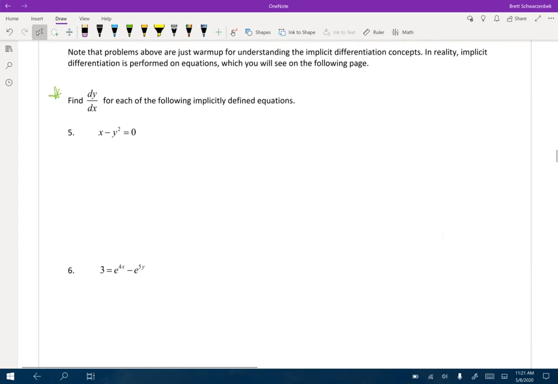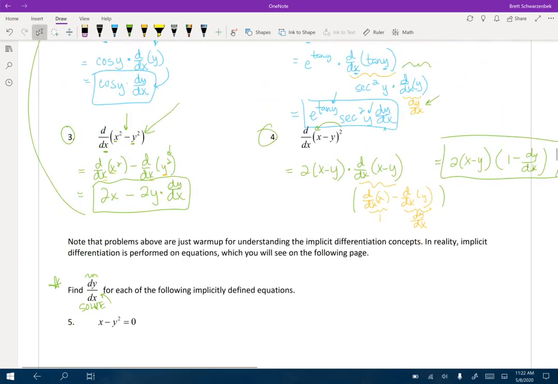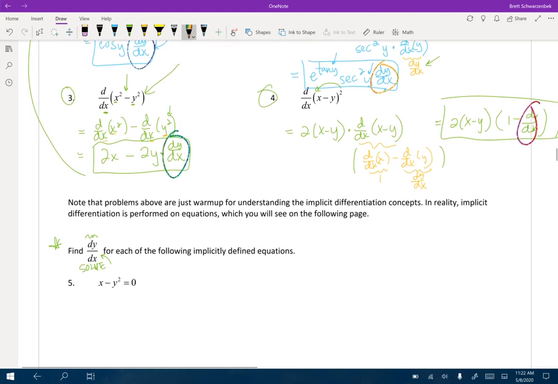So what type of question do you normally get? It says find dy/dx for each of the following implicitly defined equations. So if you look at both 5 and 6, they are indeed equations. And you need to basically implicitly differentiate the entire thing and then solve for dy/dx. That is the point of the problem. So just to be clear, look at all our problems. Does everybody see that each one has a dy/dx in them? Sometimes there'll be more than one. The goal is you're going to have to solve for that to get the true derivative of that function.